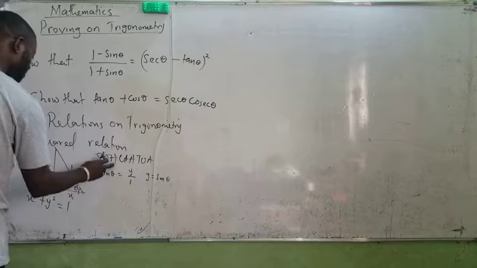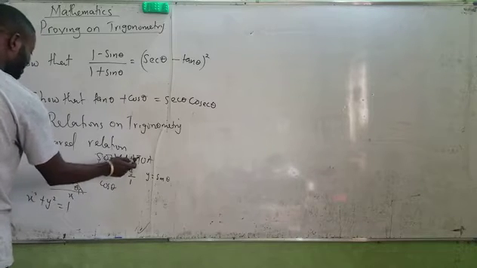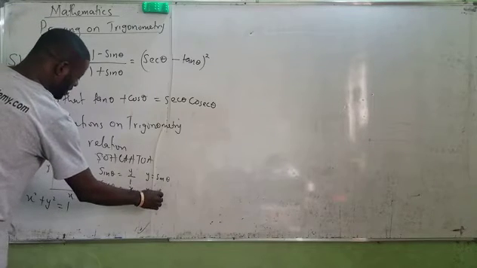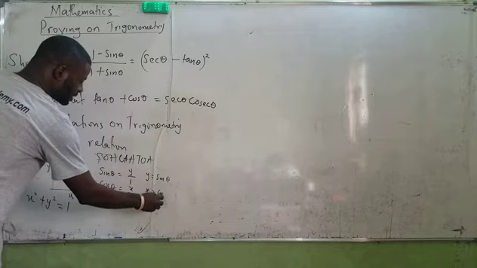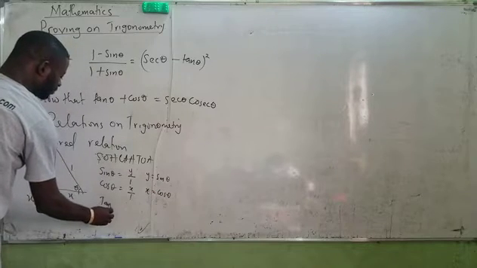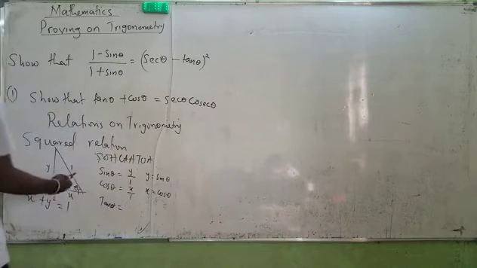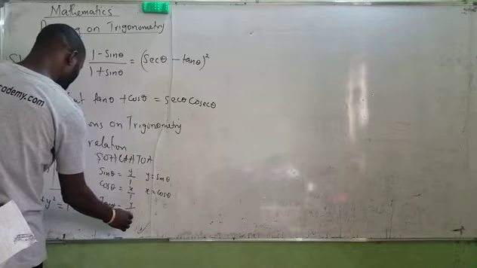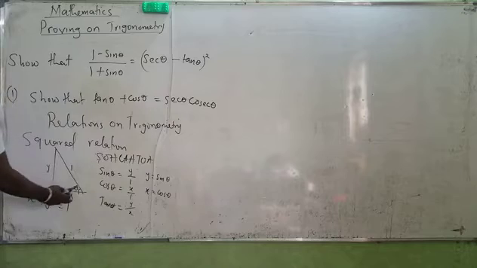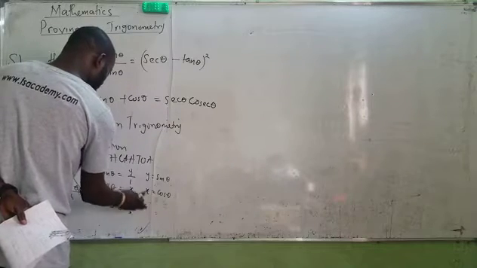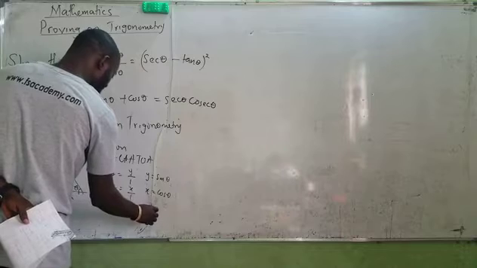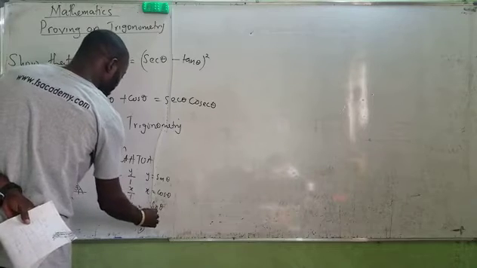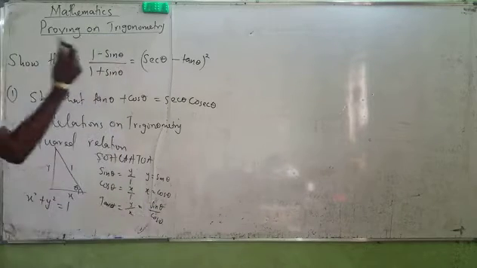And my cos theta, which is adjacent all over hypotenuse, which is x all over 1. It means my x equals cos theta. And my tan theta equals y all over x, which is opposite all over adjacent, which also implies sine theta all over cos theta. And so on and so forth.